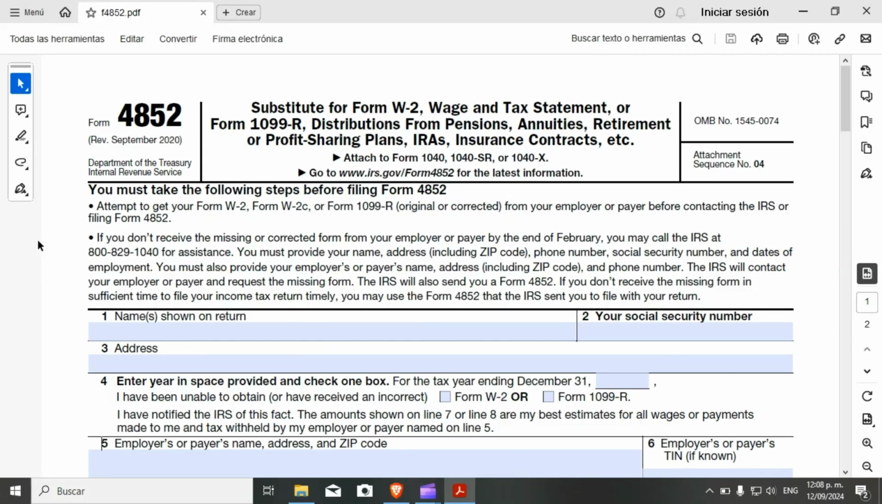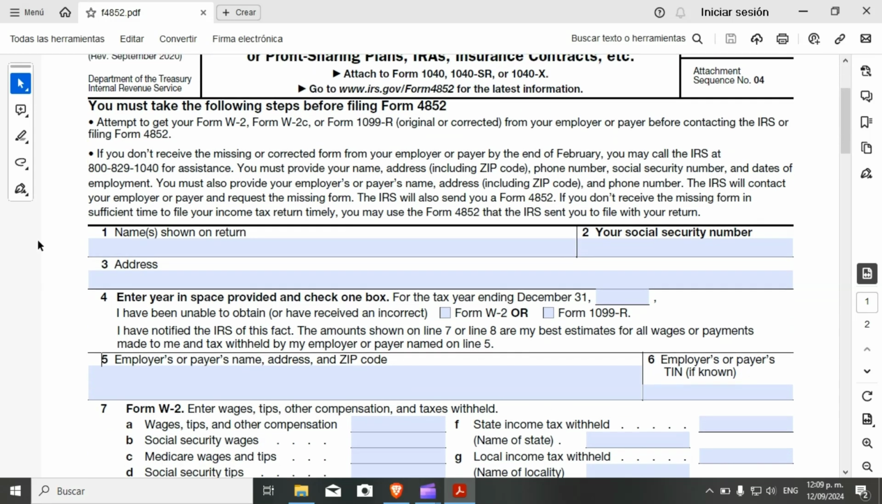All right, folks, welcome to Form 4852. This is the substitute for the W-2 or the W-2C, which would be what you request from your employer in order to file to amend, to correct what they reported as wages.